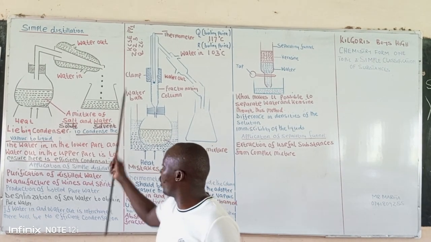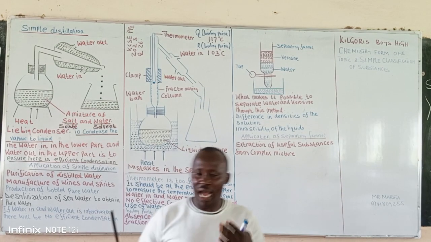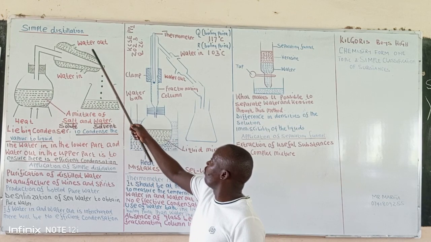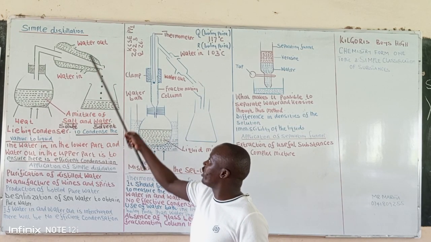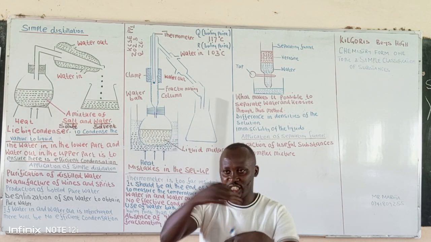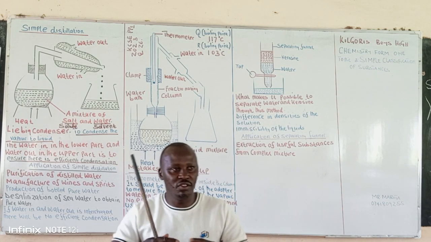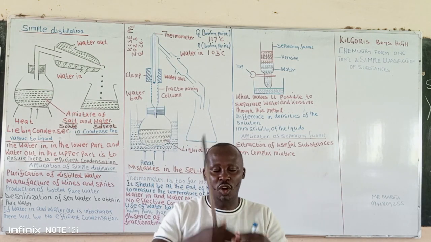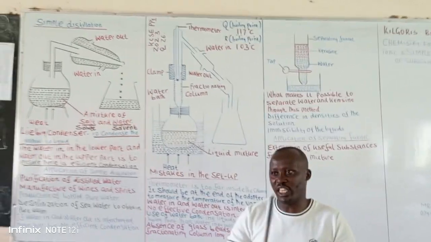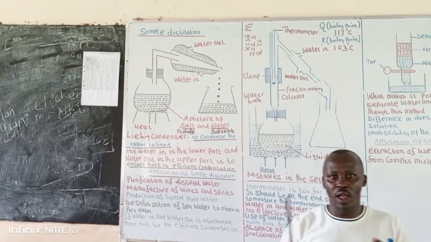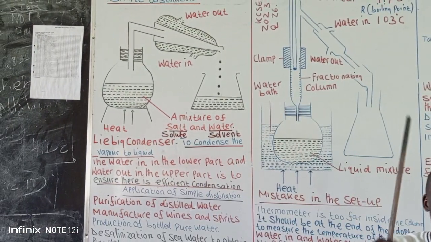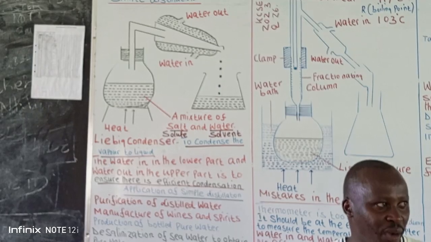If water in and water out can be interchanged in such a way that instead of having water out here, we have water in, and then we have water out. If the water in and the water out are interchanged, we are not going to have efficient condensation, or what we call efficient vaporization. So water in and water out should not be interchanged. For efficient vaporization or efficient condensation, we should have water out at the upper part and the water in from the lower part.